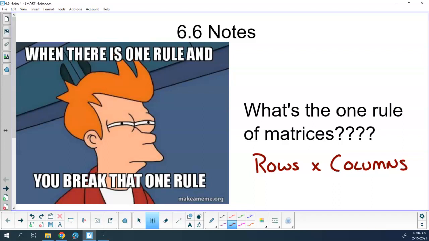So the one rule of matrices is rows by columns. Dimensions are rows by columns. Addresses are rows by columns. If you have your phone out, it's rows by columns. All that fun stuff.